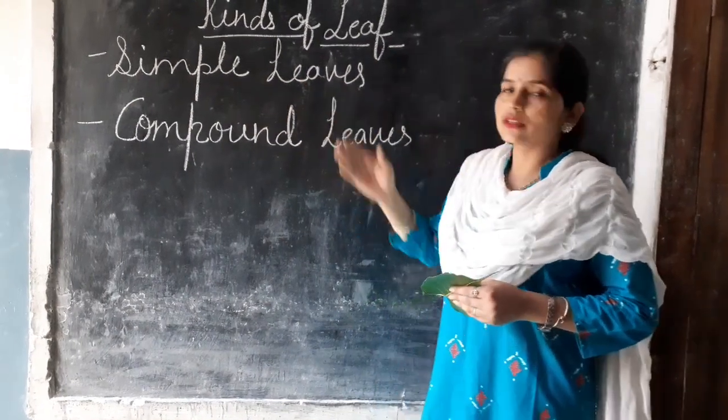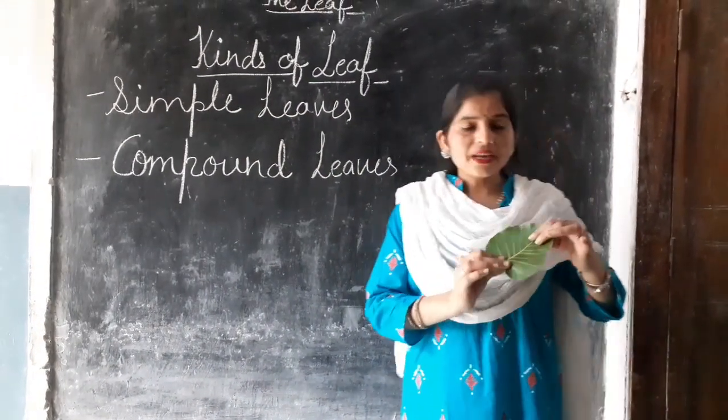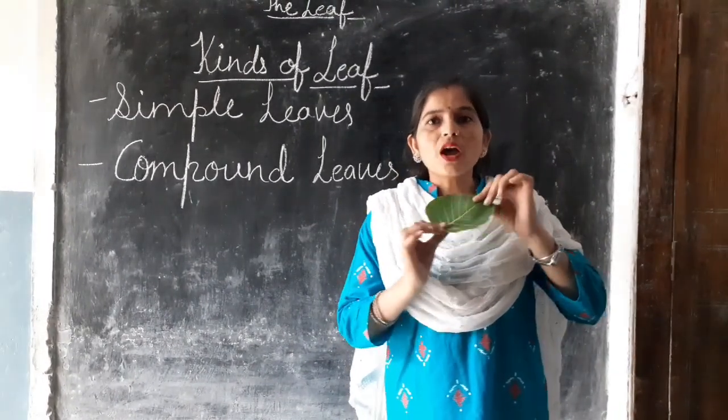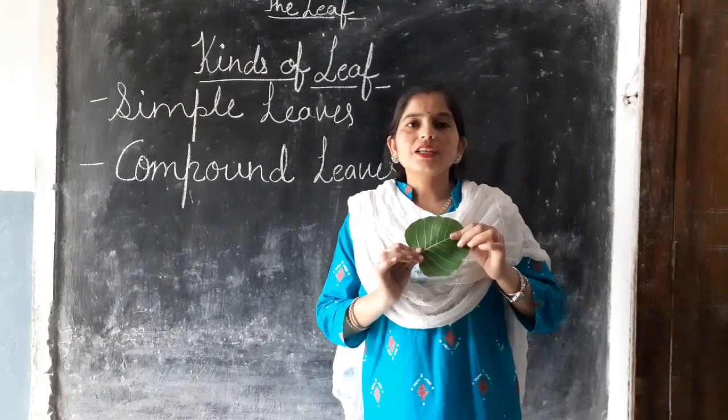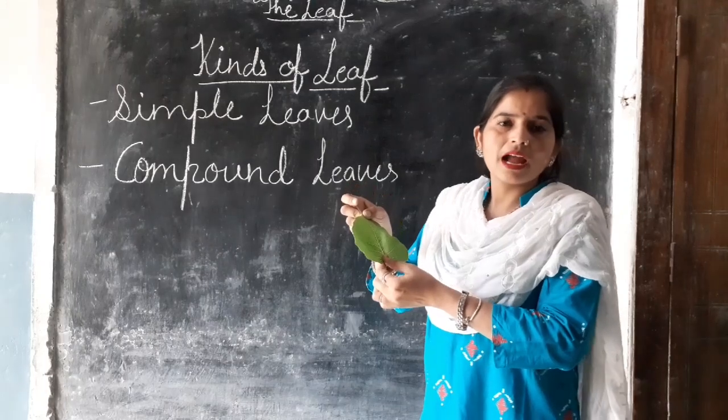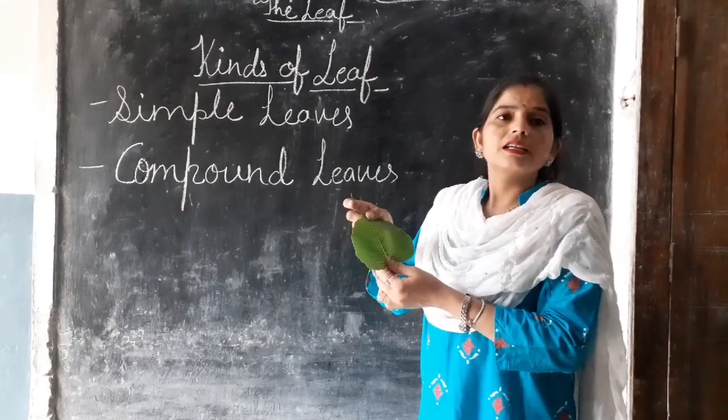First, simple leaves. When lamina consists of a single blade without any incisions, it is called a simple leaf. Like this, in peepal, mango, etc. They are the simple leaves.